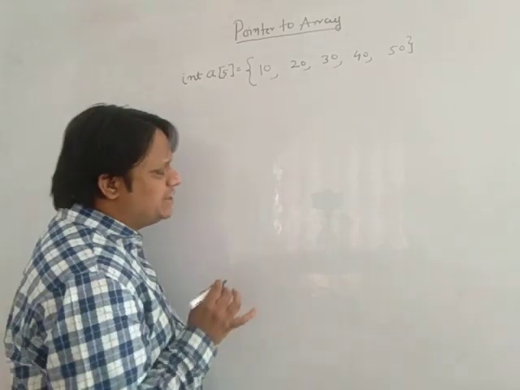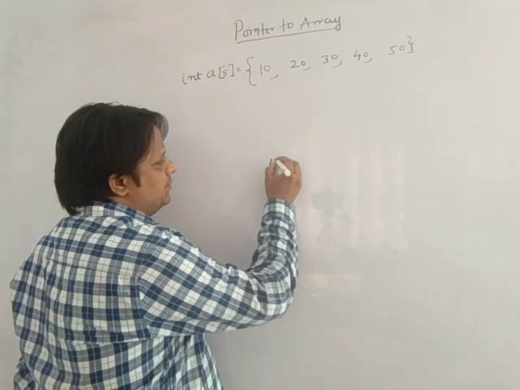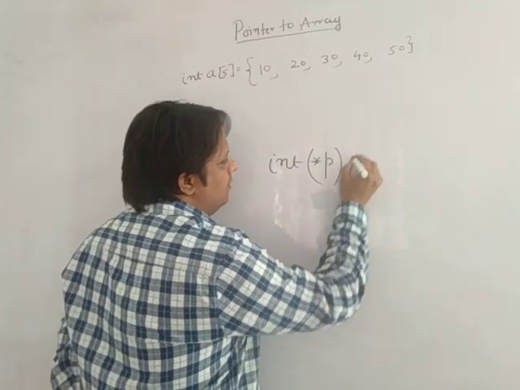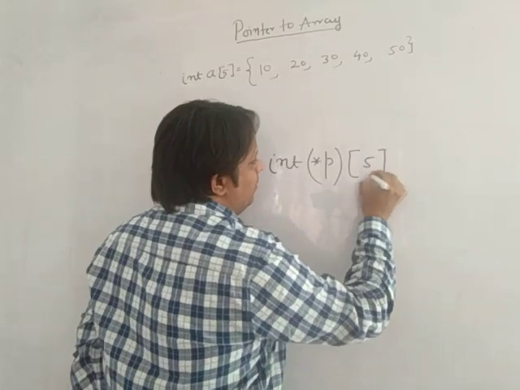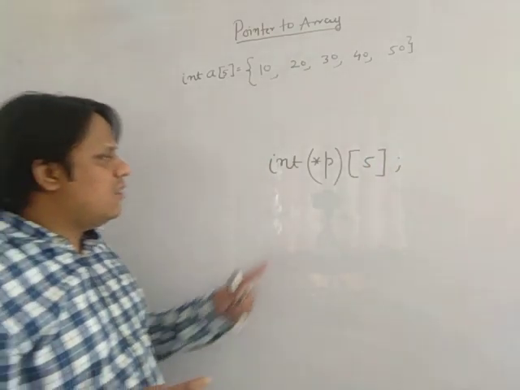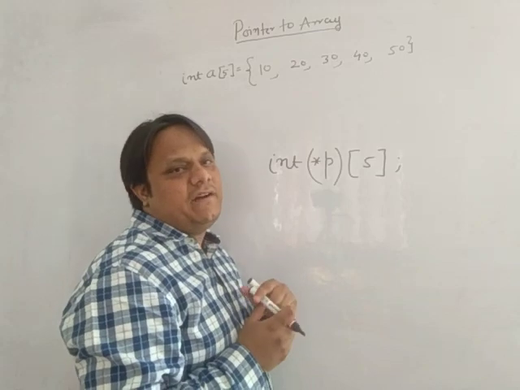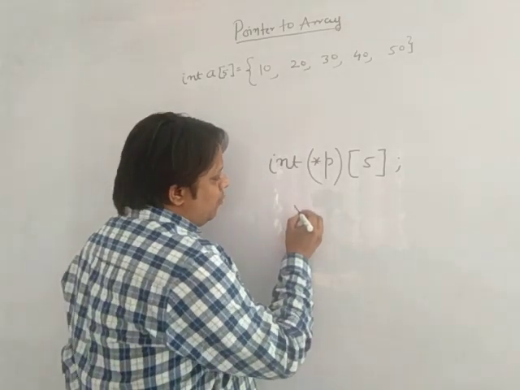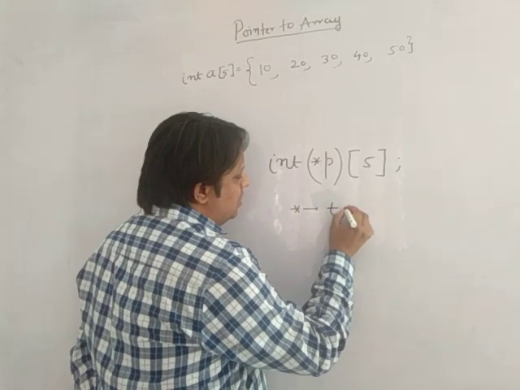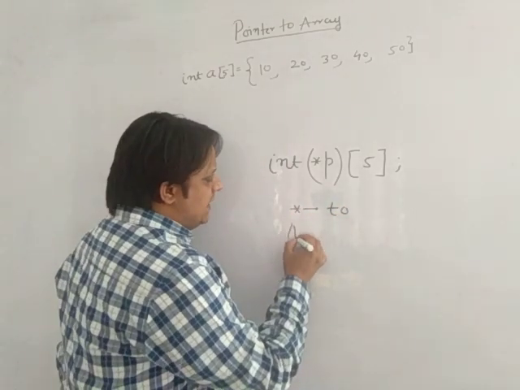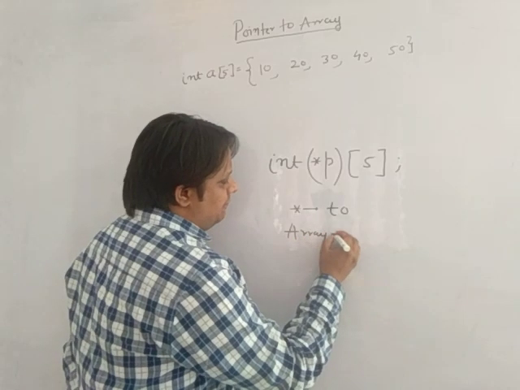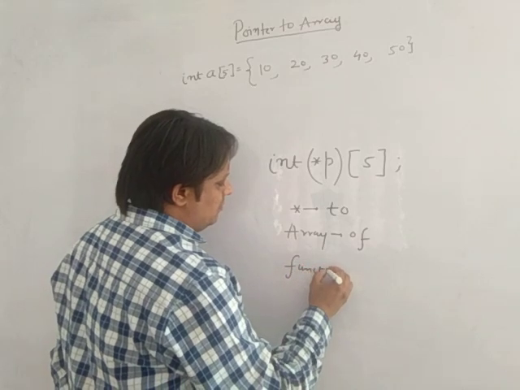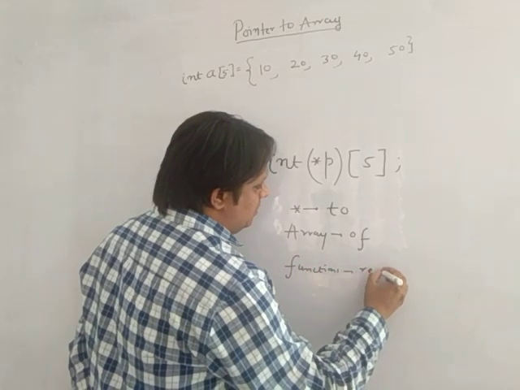Now before explaining this, let me take one expression. Let's suppose I write int (*p)[5]. Now, if I ask you how are you going to define this p, guys? How will you define this? There is a way to read this. Remember one thing: with pointers, I normally use the word "to"; with arrays, I use the word "of"; and with functions, I use the keyword "return".